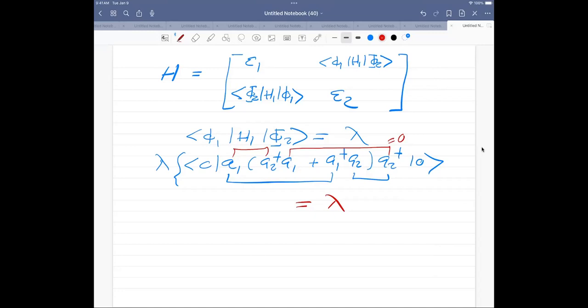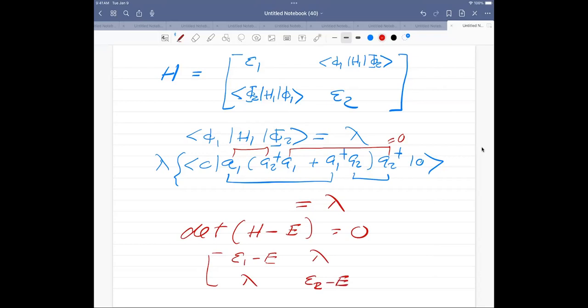And then the determinant which we have to put to 0, which we want to solve. So what we have then to solve is det of H minus an energy, and we want that to be 0, okay? So the equation we want to solve then is actually this determinant: epsilon 1 minus the energy, and then I have lambda, and then lambda here, and then epsilon 2 minus E. And we want this determinant here to be equal to 0. Okay? And this is something which we know how to solve.